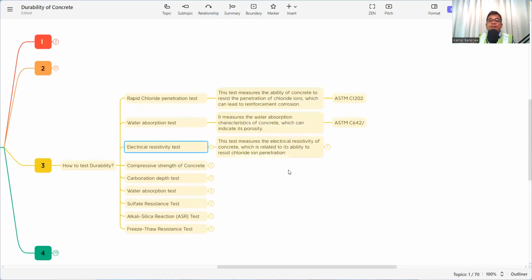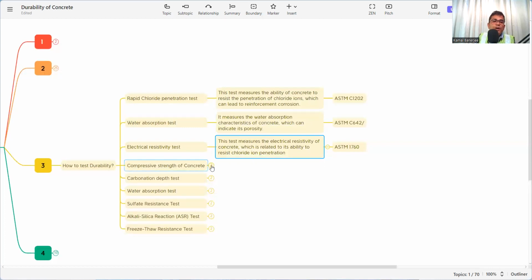Then the electrical resistivity test. The test measures the electrical resistivity of concrete, which is related to its ability to resist chloride ion penetration. Again, how it will react with the chloride ion, or how it will resist, we need to know through the electrical resistivity test, and that should be carried out as per ASTM C1760.